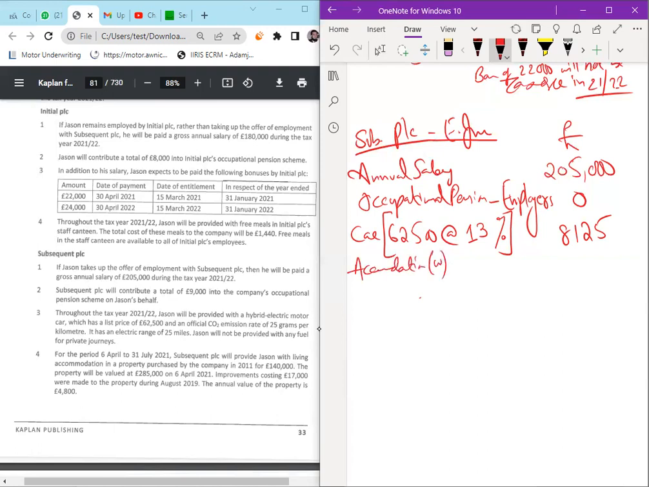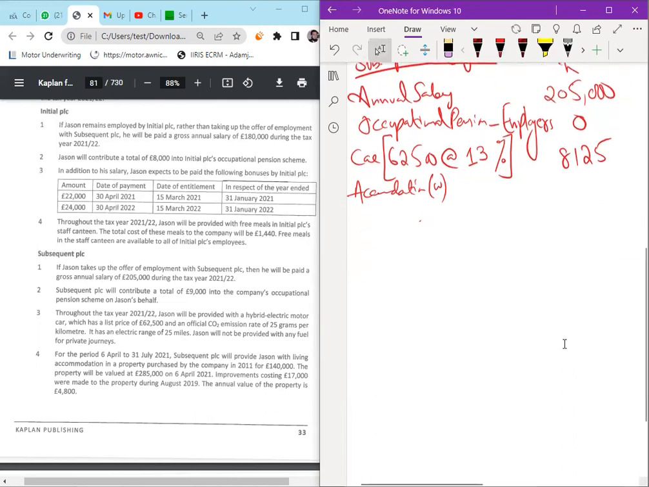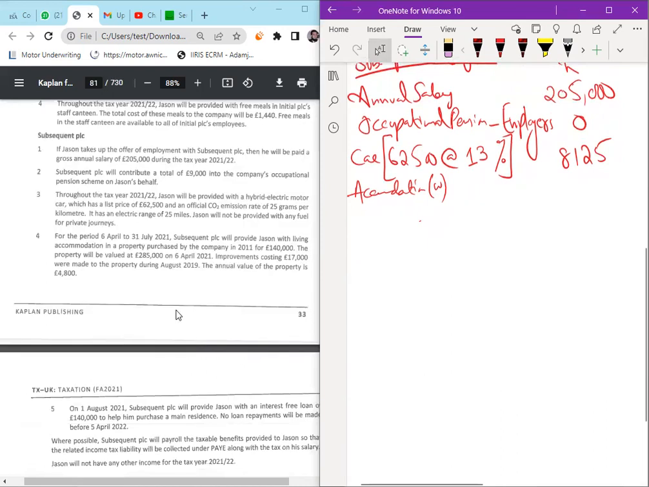Okay, accommodation working. Purchased by company for 140,000 means it's an expensive accommodation, greater than 75,000. So we are going to calculate additional benefit. Market value is 285,000. Improvement is 17,000 in August 19, before the tax year. Annual value is 4,800. Actual rent is not given at all. There is no actual rent.